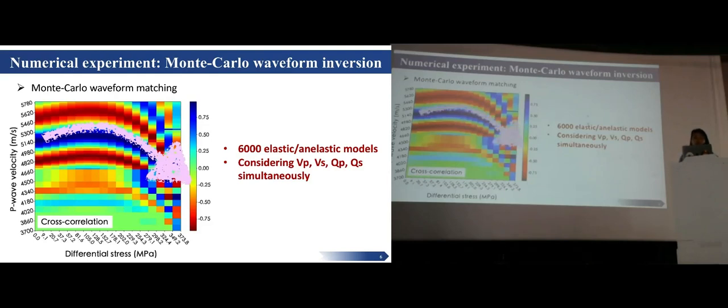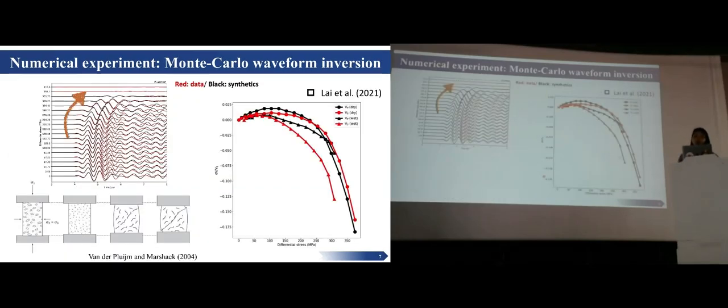Because we have this kind of grid search, I can easily remove outliers and find the best evolution of the parameters along the differential stress. So these are my best-fit waveforms. The red is the data, and the black are the synthetics. So you can again see the first arrival going like this. You can see the trend.